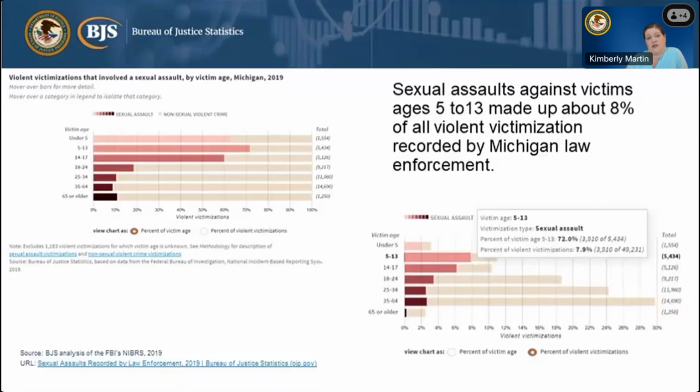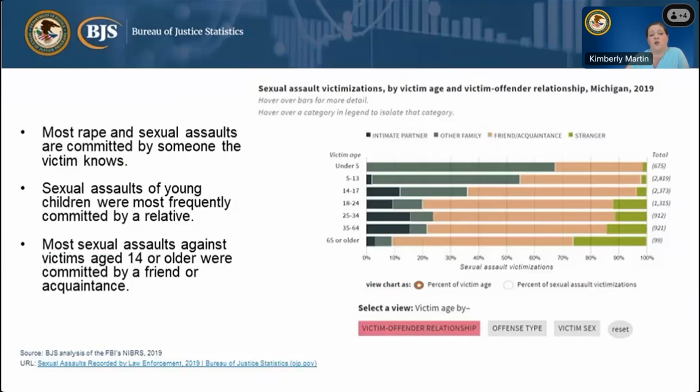And that varies. So if you look up here, I just want to mention on the upper left-hand corner, those pink bars that you see represent the share of all violent victimization for that age group that consists of sexual assault. And so once you look at, let's say, children 5 to 13, what you can see is that sexual assault made up 70% of all the violence they experienced. And so NIBRS really provides a crucial window we were missing into that type of dynamic.